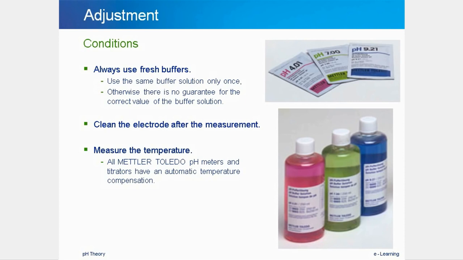Keep the bottle closed when storing it and keep it in a cool, dark place. After every calibration point in a buffer solution, clean the electrode and only then put it into the next buffer solution. Also be aware of the temperature of the buffer and use the automatic temperature compensation to make sure that the correct pH value for this buffer at this temperature is used from the table in the pH meter.